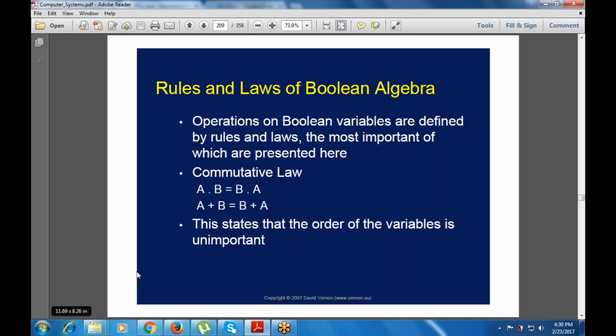So operations on the Boolean variables are defined by the rules and laws, which are the most important part and are presented here. One is the commutative law. That means A into B equals B into A, then A plus B equals B plus A. This states that the order of the variables is unimportant here.